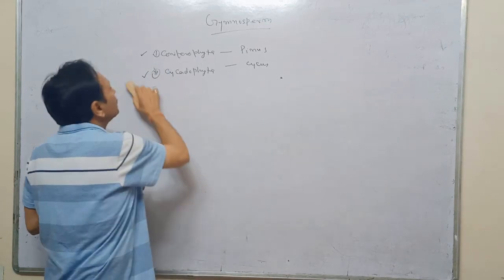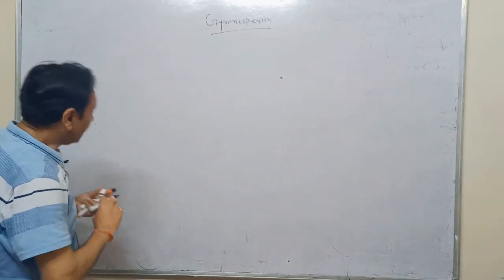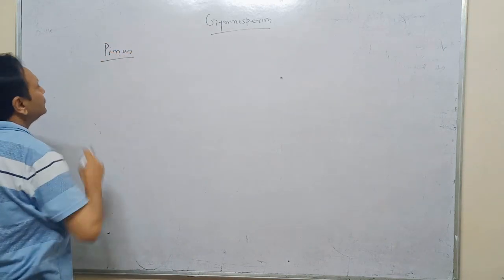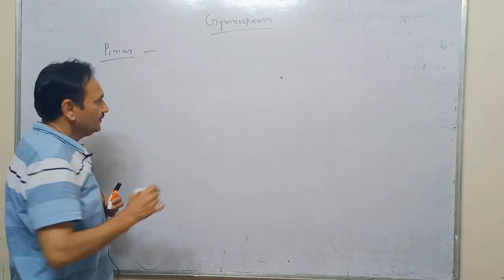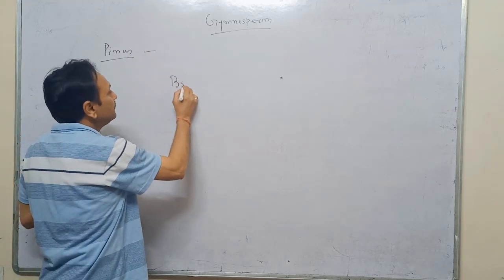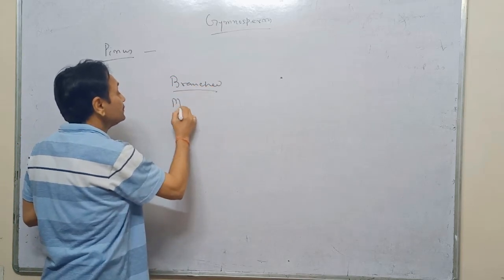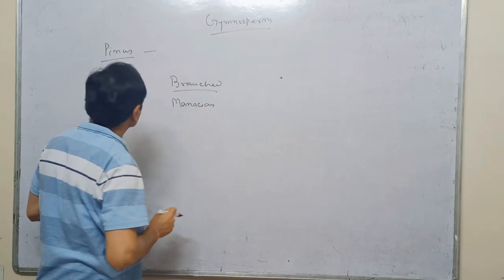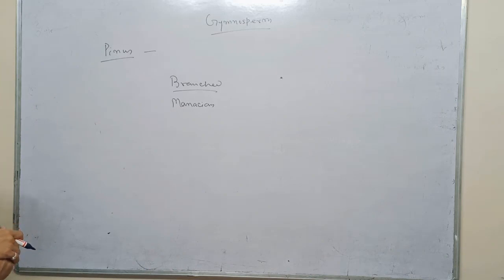Now we will discuss some characteristic features of the conifers, that is the Pinus tree and the cypress tree. Now the Pinus tree is a branched tree, monoecious, meaning both male and female cones are present in it.